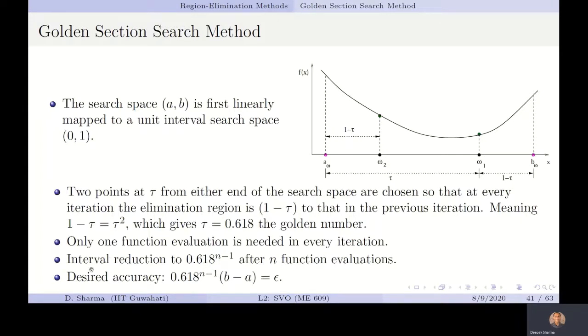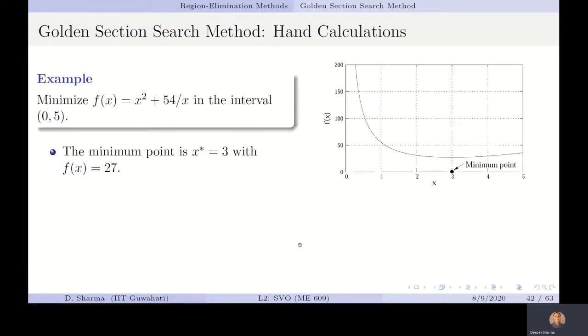Here it is important to note that the interval reduction is 0.618 to the power n minus 1 after n function evaluations. If we are looking for a desired accuracy, we can always find how many function evaluations are needed. So 0.618 to the power n minus 1 times (b minus a) should be epsilon. Based on our accuracy, we can set the value of n.